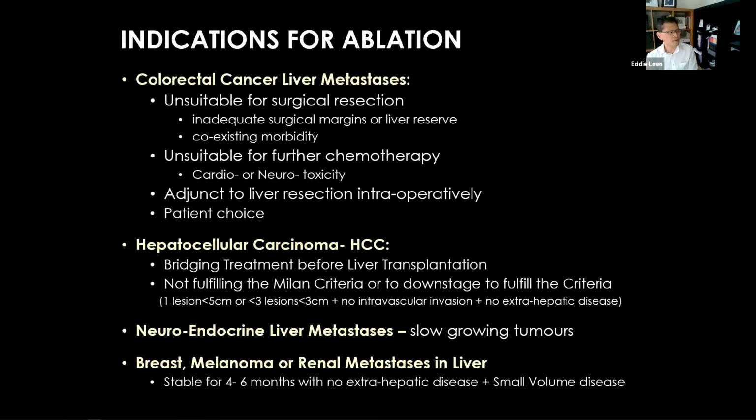So first of all, the largest population is really in colorectal cancer patients with liver metastasis. And we see a lot more of these patients who are unsuitable for surgical resection, largely due to inadequate surgical margin or liver reserve, because a lot of these patients will have had chemotherapy. And also there may be coexisting morbidities such as heart disease or other morbidity. More often now, we treat those patients who are unsuitable for further chemotherapy for cardio and neurotoxicity.